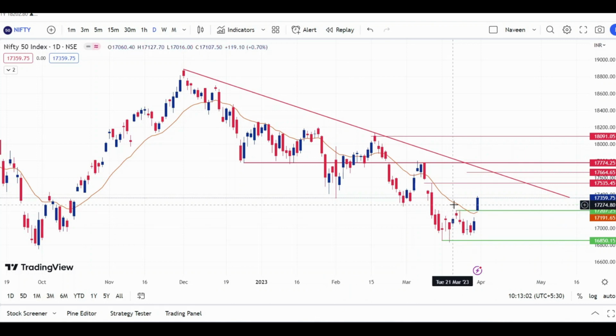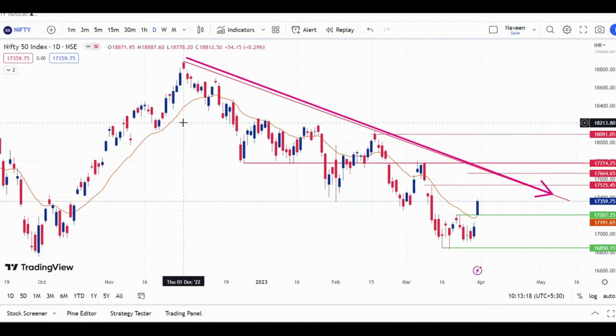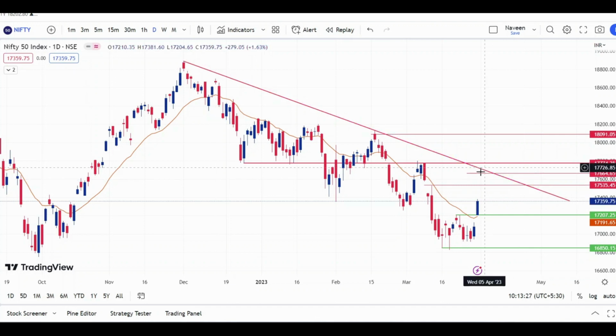Now what are the important levels for the next week? For the last 4 months, this trend line has been holding this complete downtrend. So the next hurdle for Nifty will be in the coming weeks. The next hurdle will be this level, somewhere around 17,680 to 17,780. This dynamic trend line level will be the next resistance for Nifty.